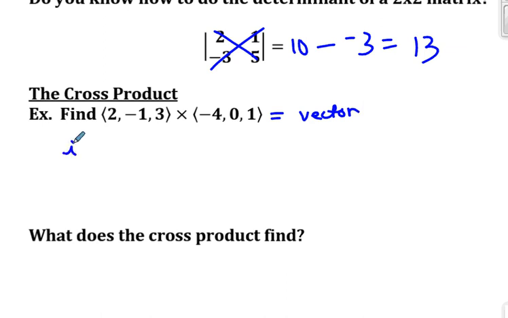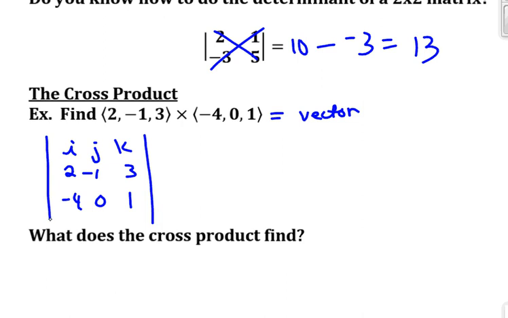So you put ijk, and it's also important the order. You have this vector first, so you list that next underneath, so 2, negative 1, 3. And then underneath that, the negative 4, 0, 1. You put determinant bars around it, and then we're going to do our work. You're going to get a third vector, so it comes out to a vector for an answer. Basically what you do is, in your mind, cover up the first column, the I column.